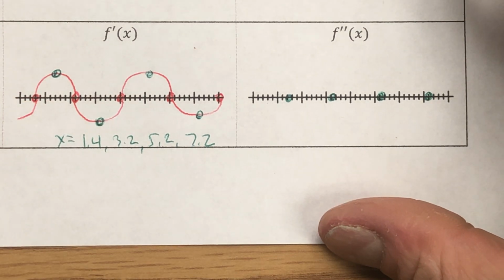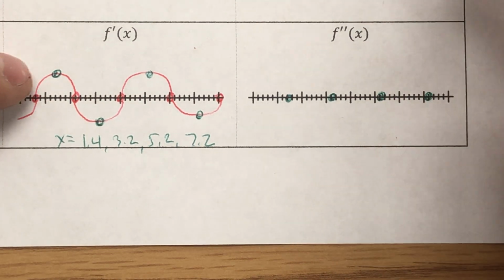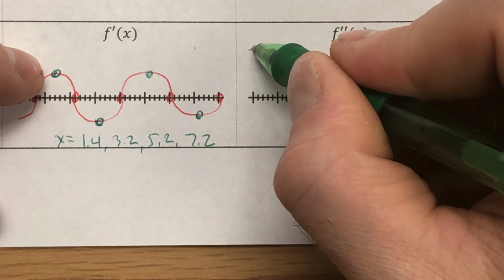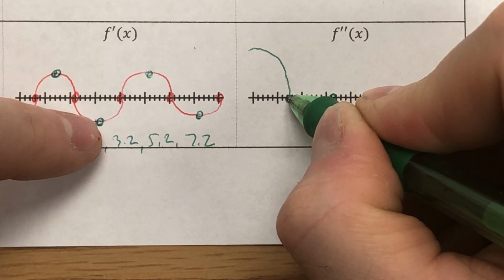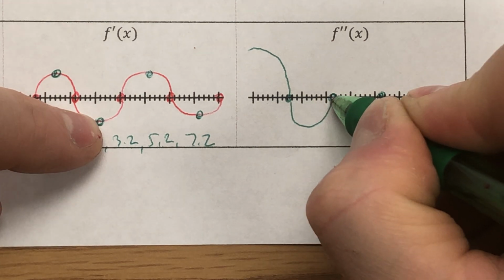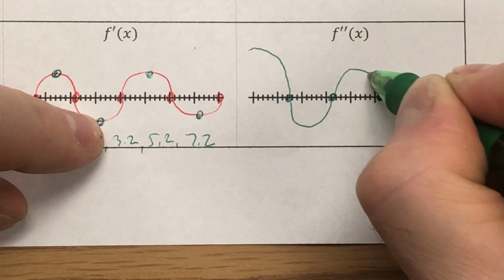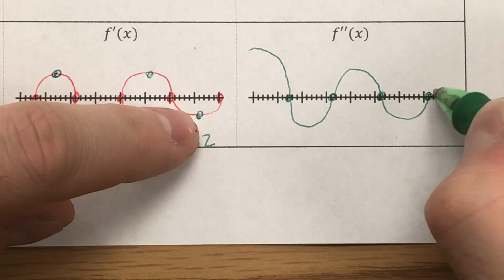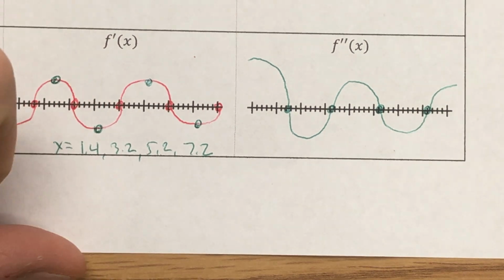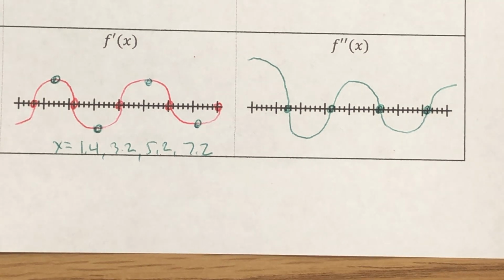Take a look at the graph. So it's positive until it hits that point, where it becomes negative until it hits the next point, where it becomes positive and negative. And the last one, the graph is positive. Boom. So we get something that looks like that.